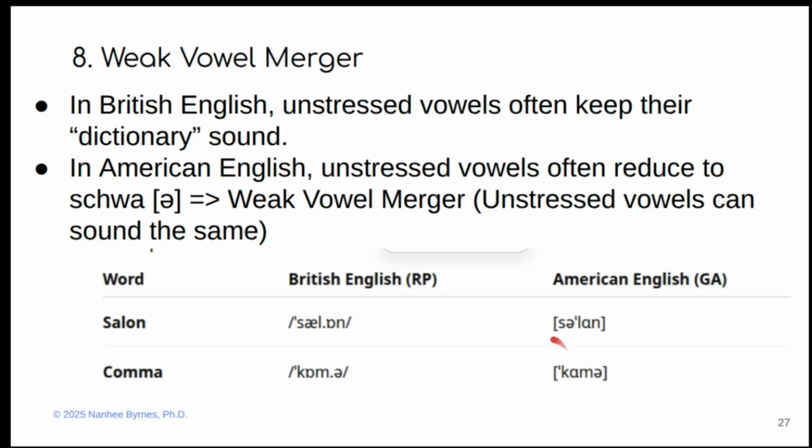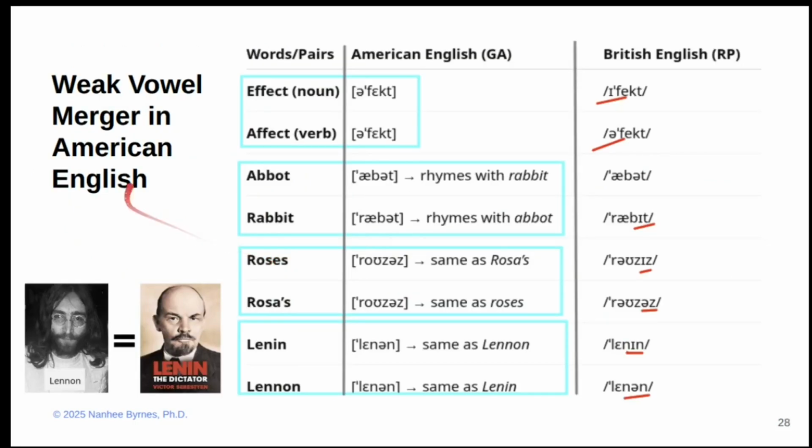Oh, so this is the weak vowel merger. Right. It means that vowels that are different in the dictionary can actually sound the same in running speech. For example, affect noun and affect verb sound the same as both start with a.